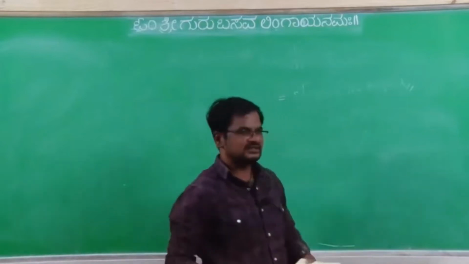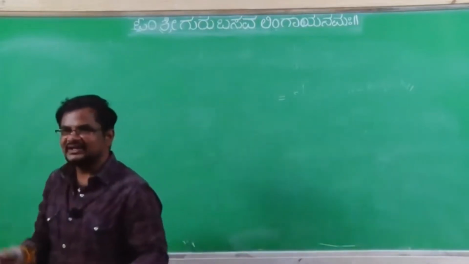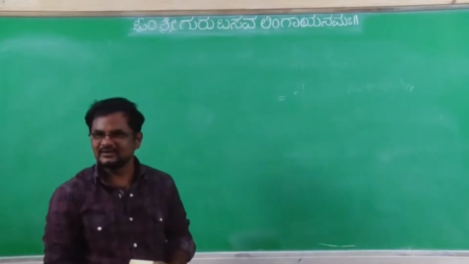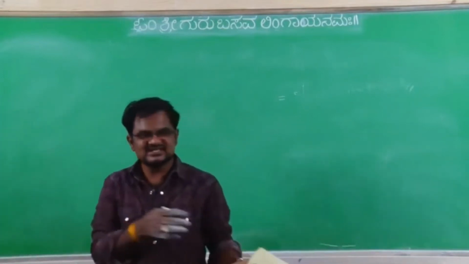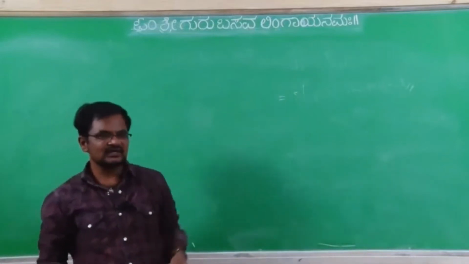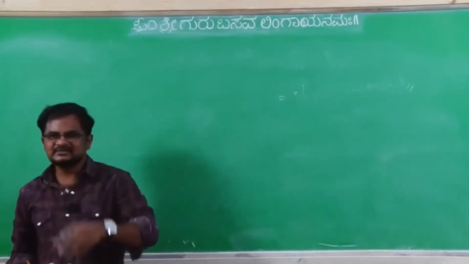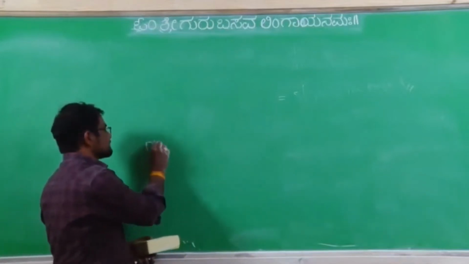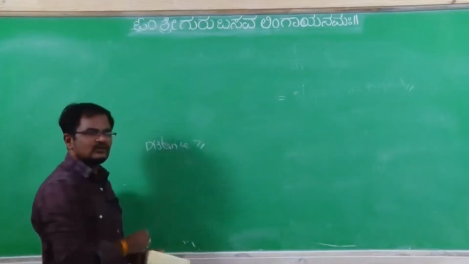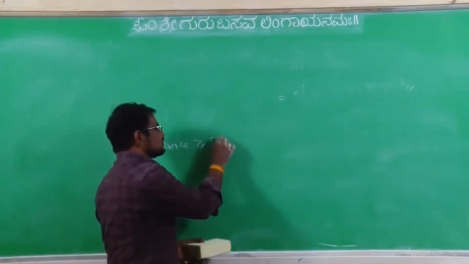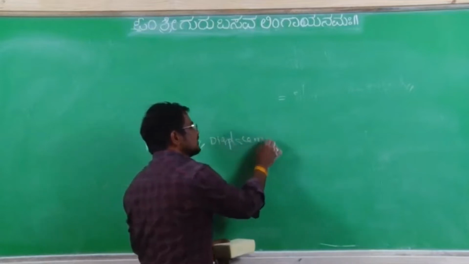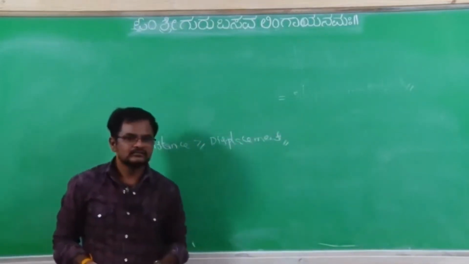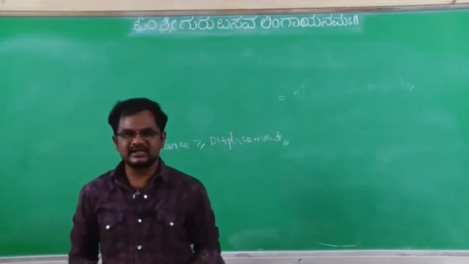And here you should know the difference between what? Distance and displacement. What are the differences? Distance is a scalar, and displacement is a vector. Distance is greater than or equal to displacement, and they are equal only when the body is moving on a straight line.